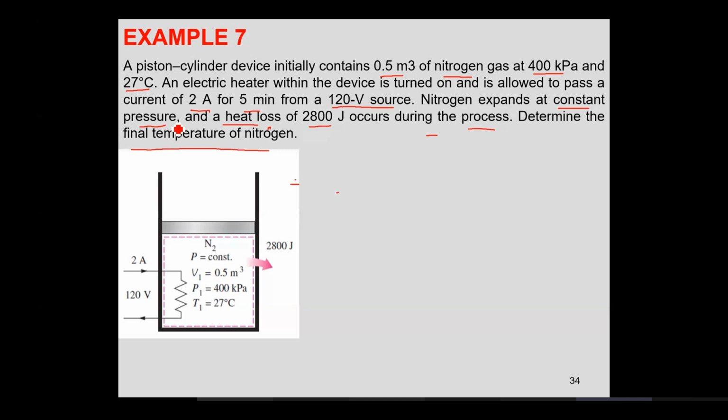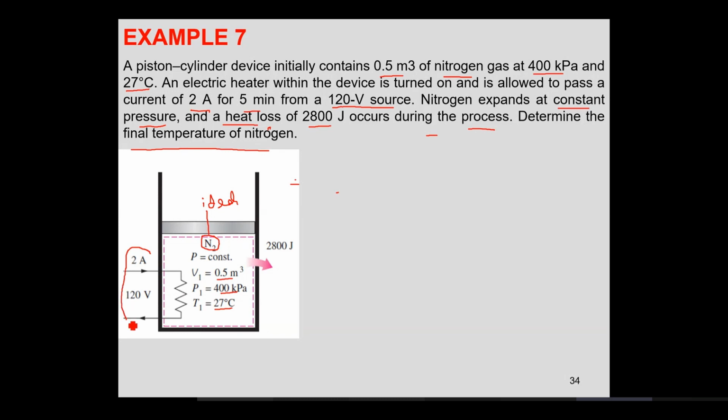So this is a closed system. You have nitrogen gas in the system, and you can assume this gas to be an ideal gas. The pressure, volume, and temperature at the initial condition are given to you.